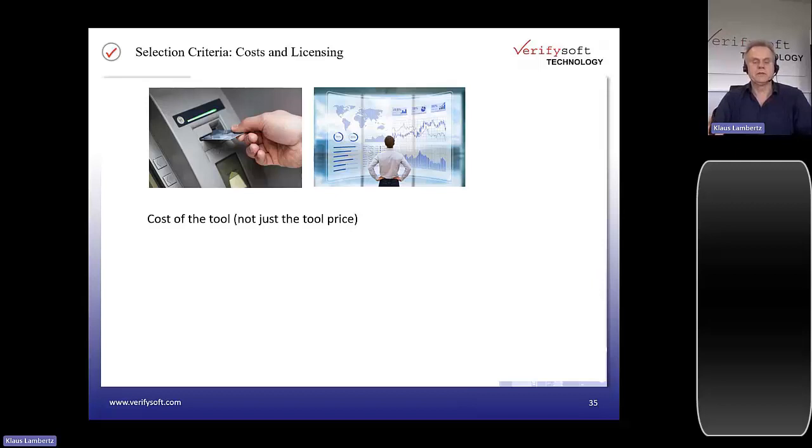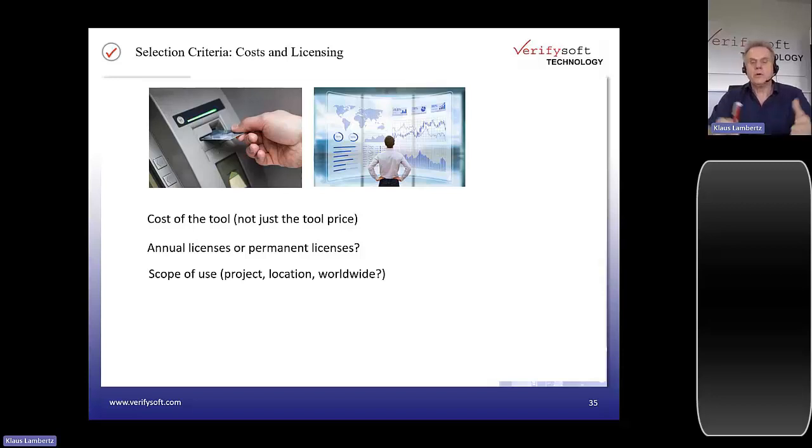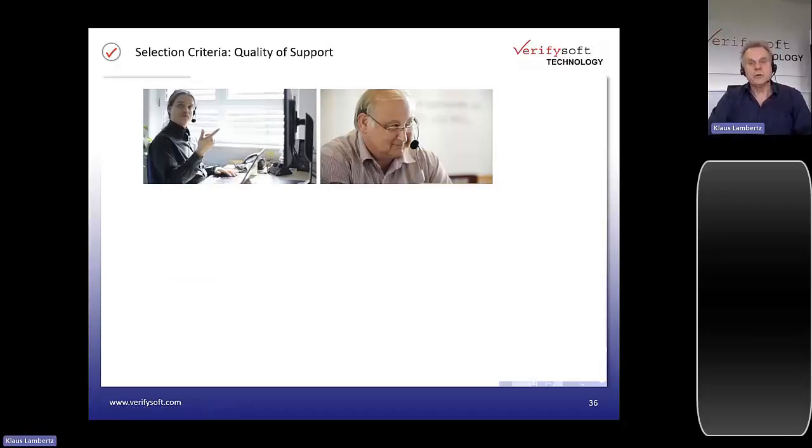A cheap tool is not always cheap, sometimes it's not cheap because you have a lot of work with tests. So consider the cost of the tool: are there annual licenses or permanent licenses or both, according to what you need? And what is the scope of use? Only on your computer, or in your project, or for your whole location, or worldwide over your whole company, when you have different sites in the US, in Europe, in India, in Australia, for example? Our tools you can use worldwide. And the quality of the support.